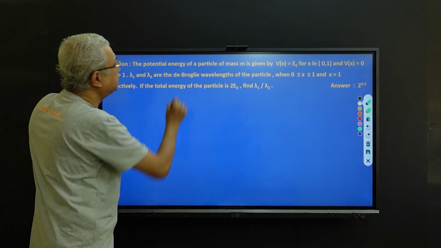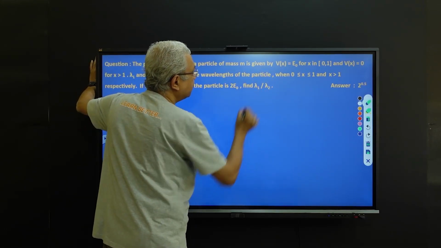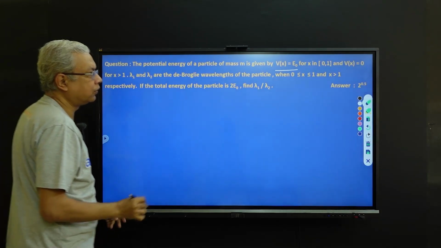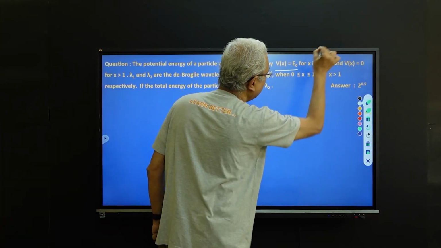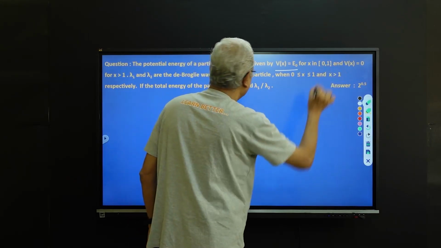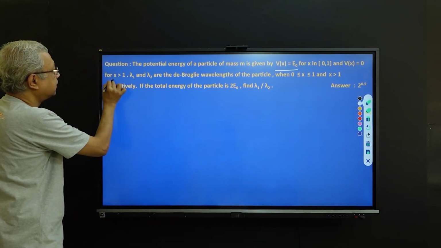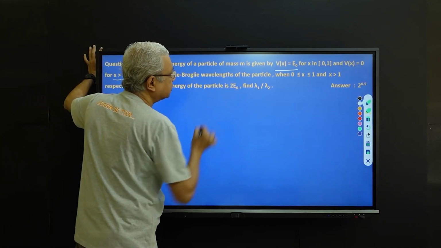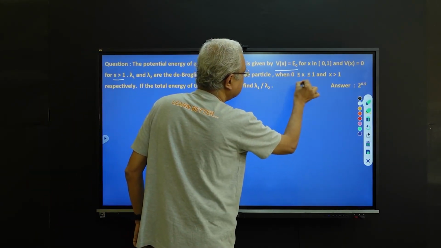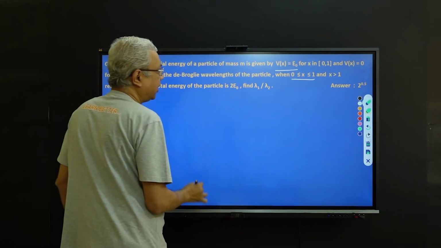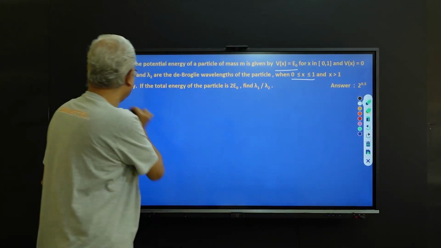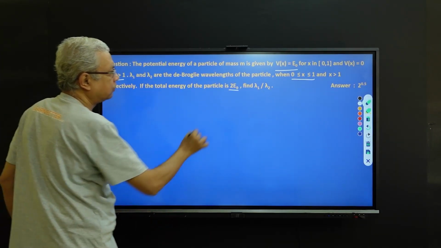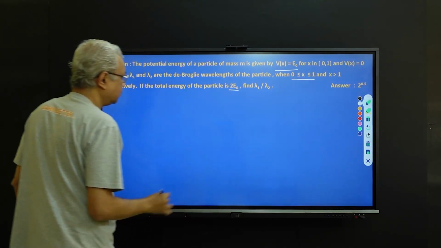The potential energy of a particle of mass m is given by V(x) equal to E naught for x in the closed interval 0, 1, and V(x) equal to 0 for x greater than 1. Lambda 1 and lambda 2 are the de Broglie wavelengths of the particle when x is in the closed interval 0, 1 and when x is greater than 1 respectively. If the total energy of the particle is 2 E naught, find the ratio of lambda 1 and lambda 2.